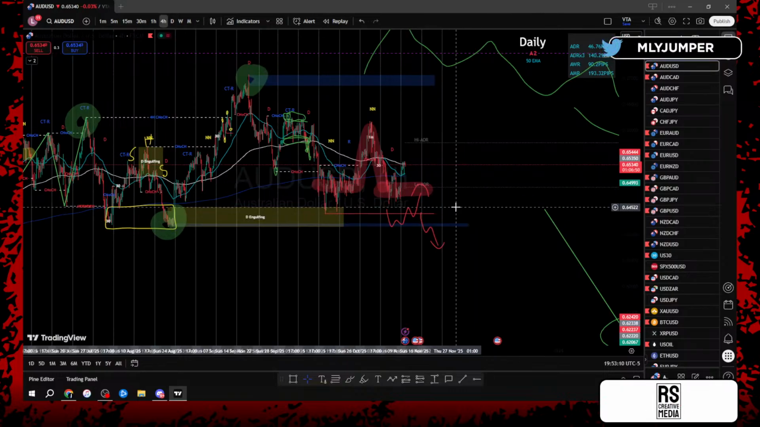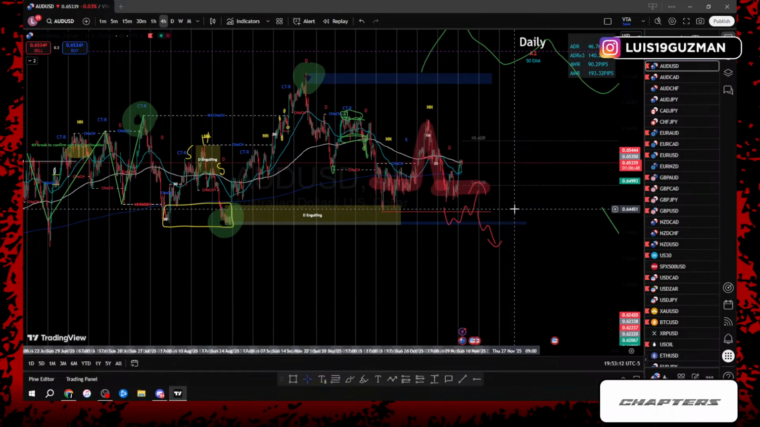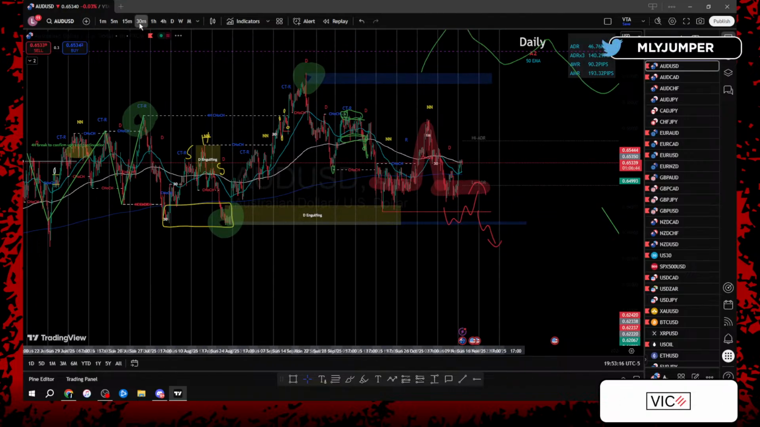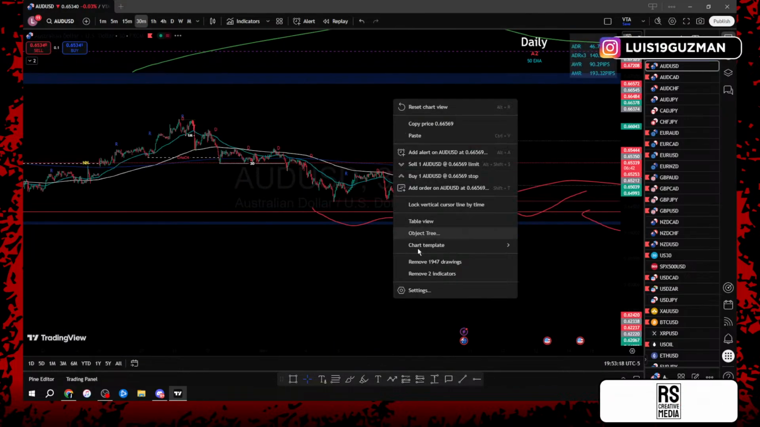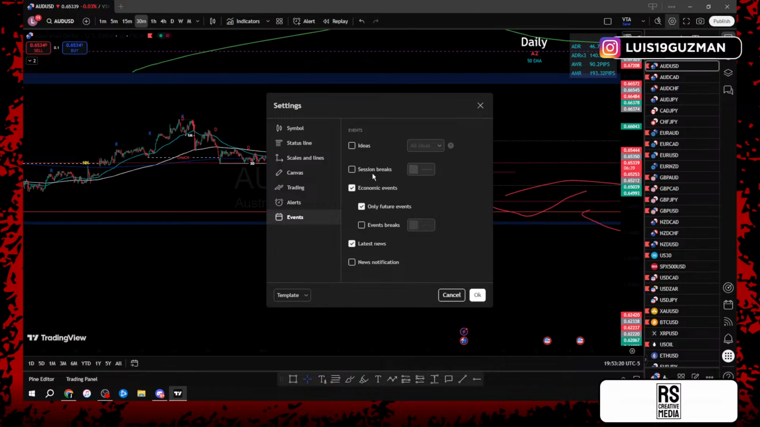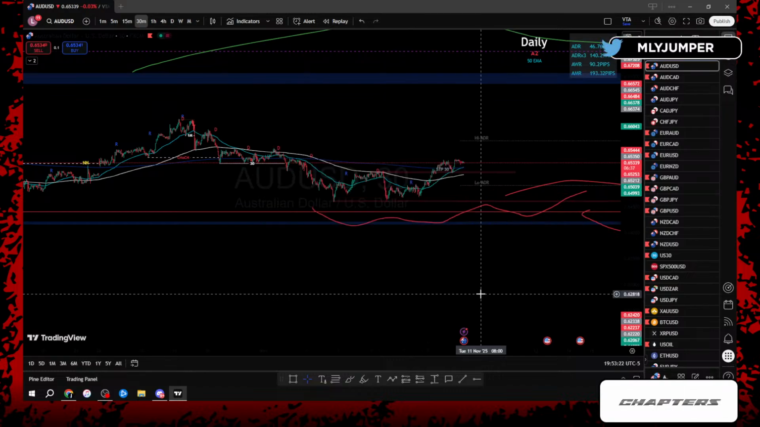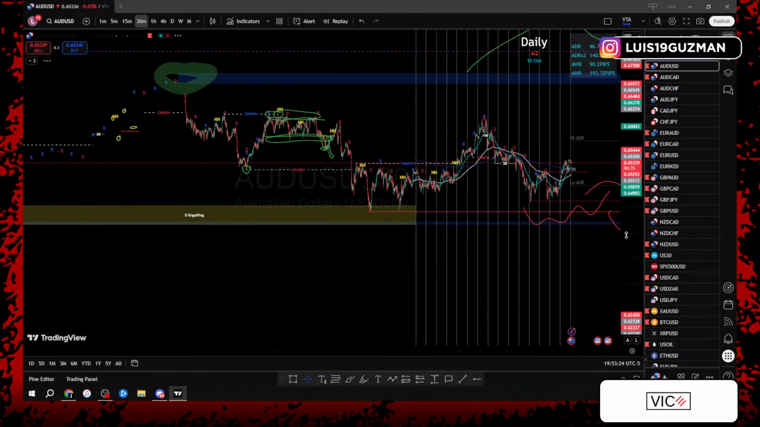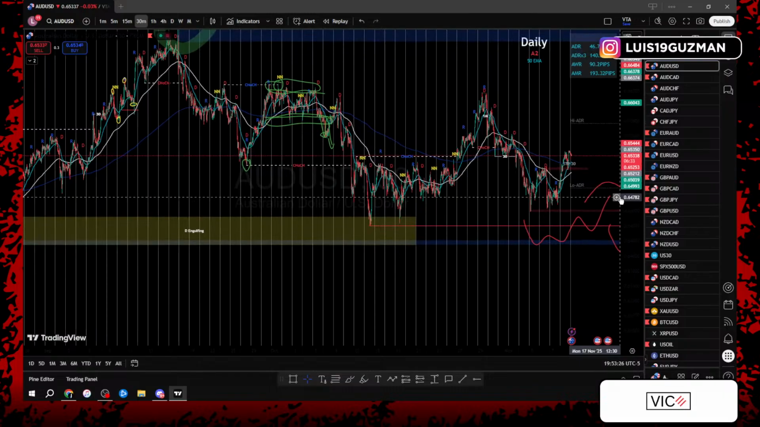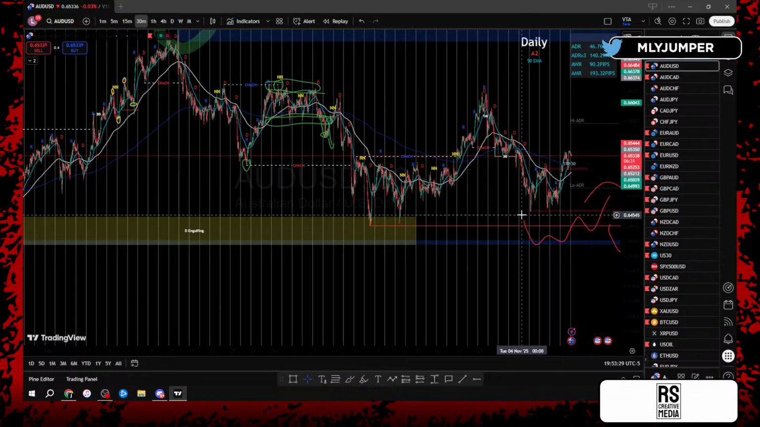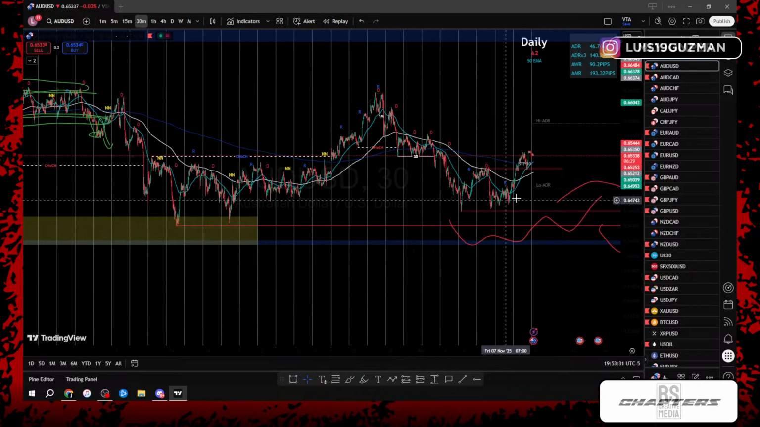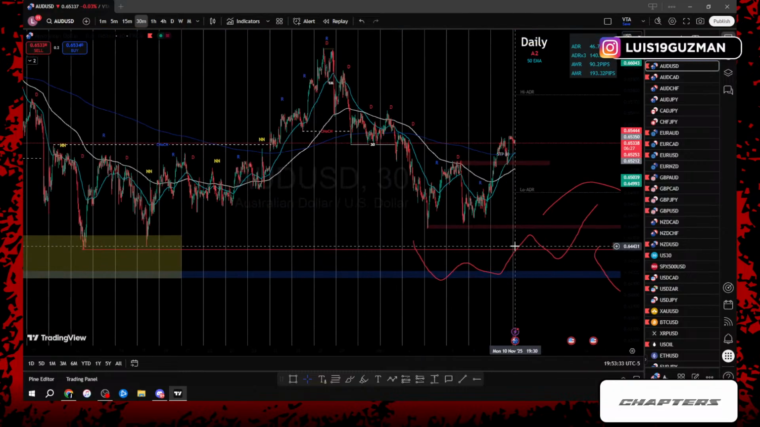So right now for AUD USD, currently I am still waiting for price to turn around. Once we start making lower lows and lower highs on the daily time frame, on the 4-hour time frame, once we see that change and that break on the 4-hour, that gives us the confirmation that the trend has shifted from an uptrend down to a downtrend. That's when I'm going to start looking to take those trades.